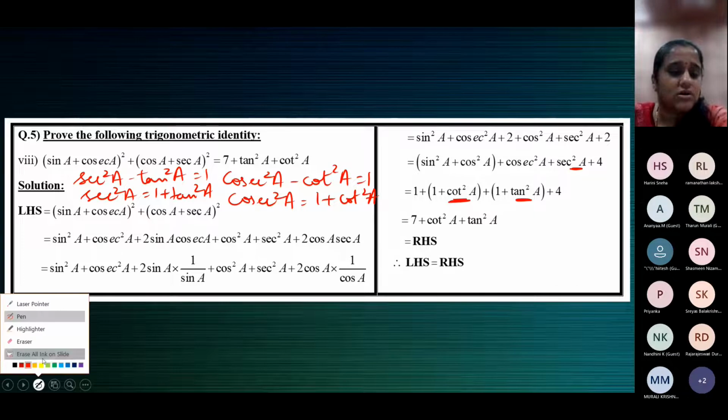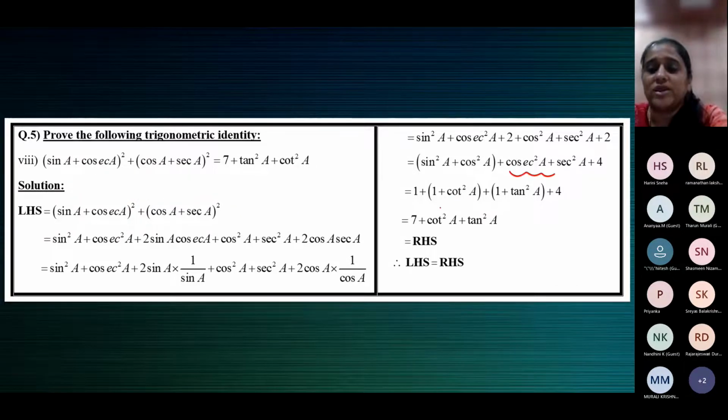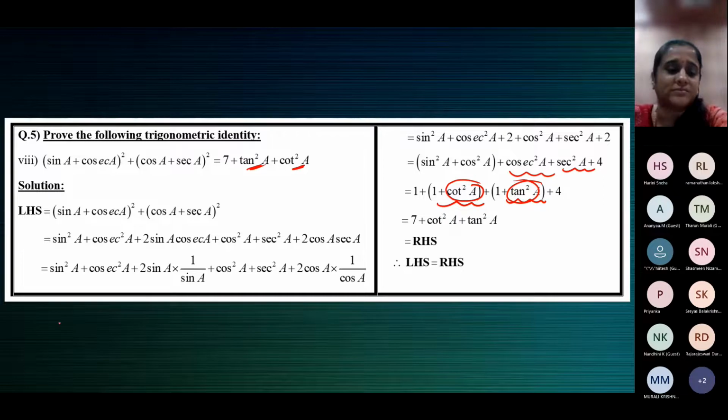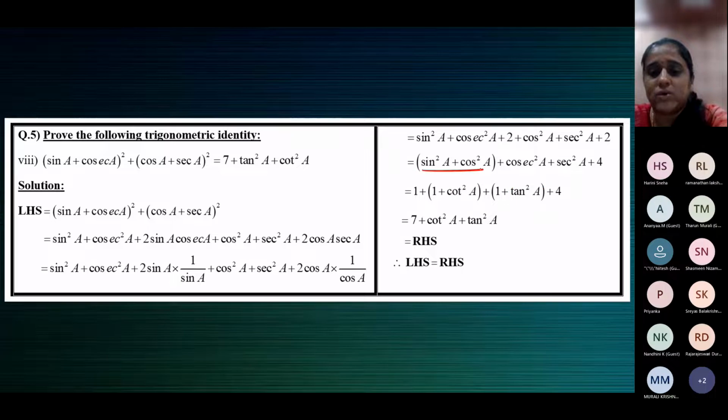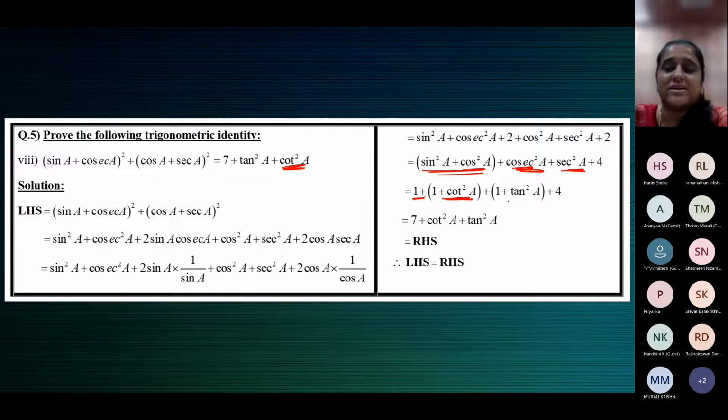So instead of cosecant square A, we write 1 plus cot square A, and secant square A as 1 plus tan square A. So like that, we have introduced cot and tan, which is in the RHS. So this becomes 1. This one is 1. And we don't want cosecant square A, so we write it as 1 plus cot square A. And we don't want secant square A, so we instead write it as 1 plus tan square A. And then this plus 4.